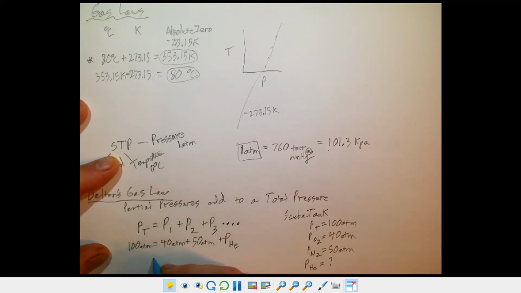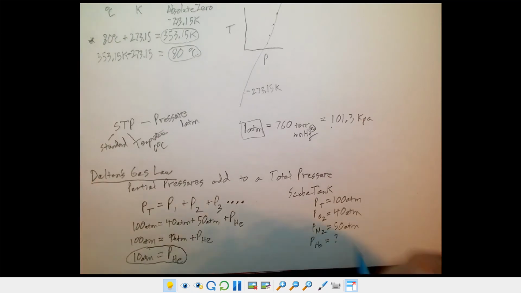So what would you have to do? It's very simple arithmetic. So 40 and 50 give you 90 ATMs, plus the PHE, equals the 100 ATM. And so to solve for PHE, what would you have to do? You just take 100 and you subtract the 90 ATM, and you get 10 ATM, right? So that's how you use Dalton's law of partial pressures, okay? All right, so that's one of the gas laws that they talk about.